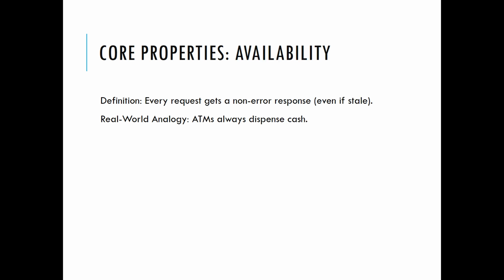Availability means the system always responds even if it's not the latest data. Picture an ATM during a network outage. It might give you cash based on yesterday's balance, stale data, but it won't display an error. Trade-off: you get functionality now but risk inaccuracy. Social media apps prioritize this. You can still post during outages, even if feeds lag.